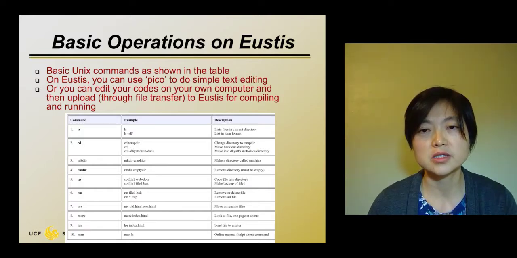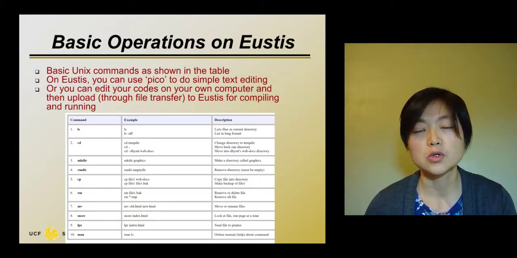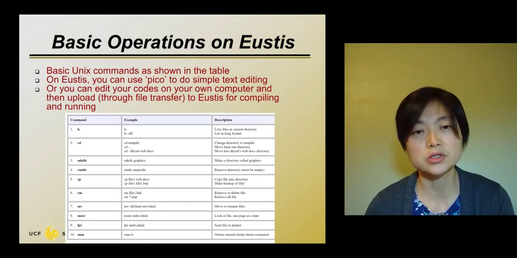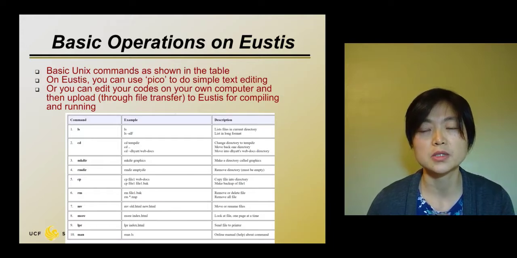So here again, we require your code must be compiled and run on Eustis. So once you edit your code on your computer, you have to upload it to Eustis to try it yourself, to compile it and run it. This is part of our program assignment. So make sure you at least try your code on Eustis, compile it and run it before you submit.